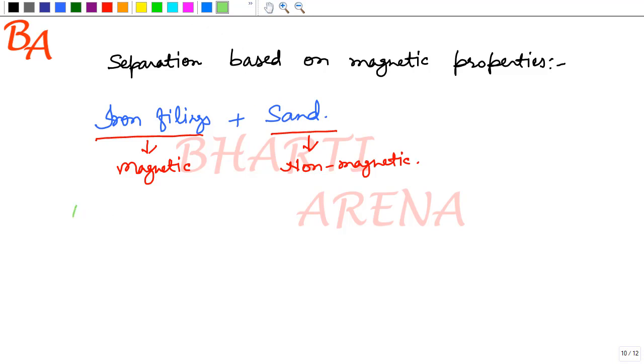One thing we always have to keep in mind is that for separation by magnetic properties, one component should be magnetic and another component should be non-magnetic. If there are two or more components which are magnetic by nature, then those components will not be separated by this technique. So there should be one magnetic component and another non-magnetic component, and only then will this technique apply.